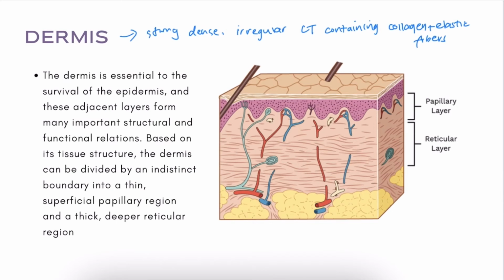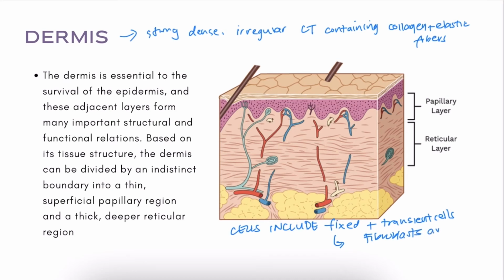As is typical of all general connective tissue, the cells present in the dermis are scattered and include fixed cells and wandering cells. The predominant fixed cells are fibroblasts. The wandering cells include your macrophages, mast cells, eosinophils, neutrophils, and dermal interstitial dendritic cells, which are immune surveillance cells. Blood vessels and nerves, along with glands and hair follicles, are embedded in the dermal layer. The dermis is essential to the survival of the epidermis, and these adjacent layers form many important structural and functional relations.